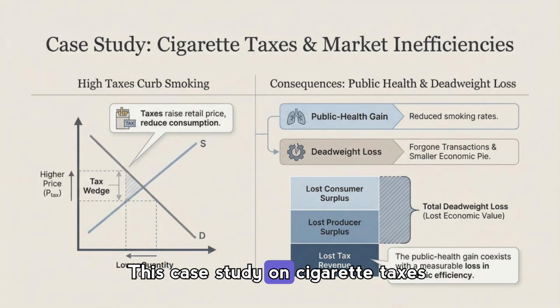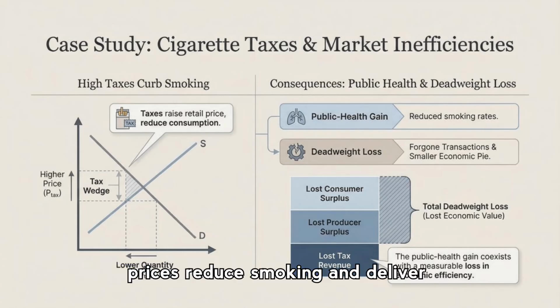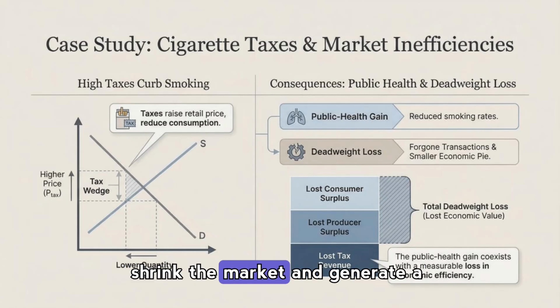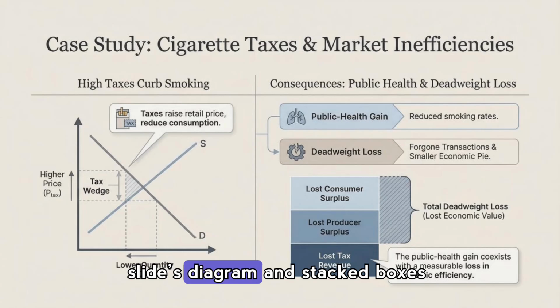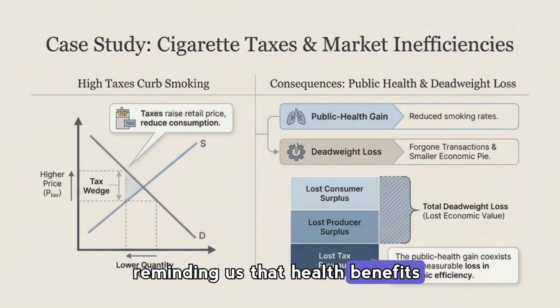This case study on cigarette taxes shows a familiar trade-off. Higher prices reduce smoking and deliver public health gains, but they also shrink the market and generate a measurable deadweight loss. The slide's diagram and stacked boxes make it clear which surpluses are lost and which revenues vanish, reminding us that health benefits can coexist with smaller economic output.